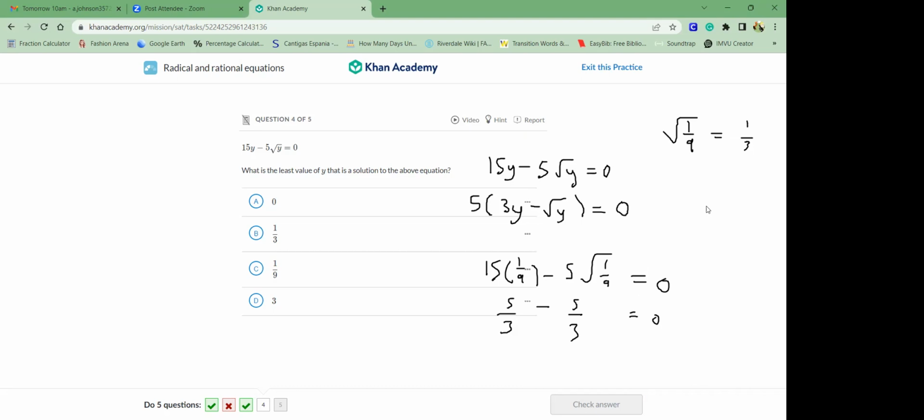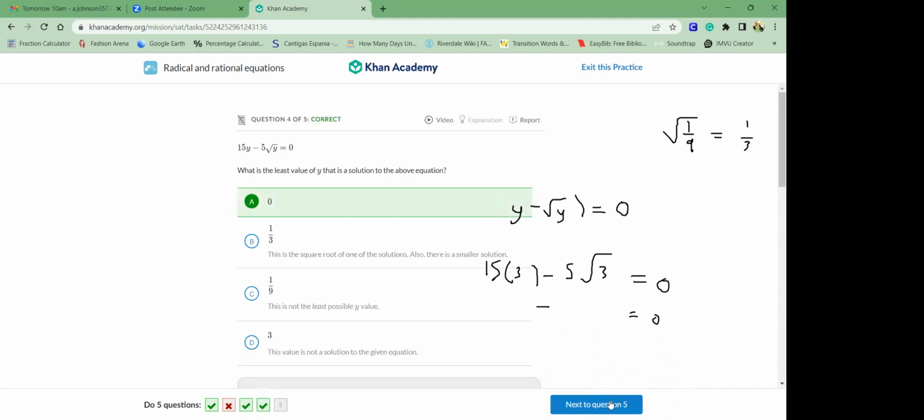So all we're doing is just testing each answer. So this one checks out. This one checks out. What about 3? Plug 3 in there. Plug 3 in there. See if it equals 0. 15 times 3 minus 5 root 3 does not equal 0. So this one does not check out. So what's the least value? Which one's the smaller, 0 or 1/9? 0. Yeah, 0. So check A. All right.